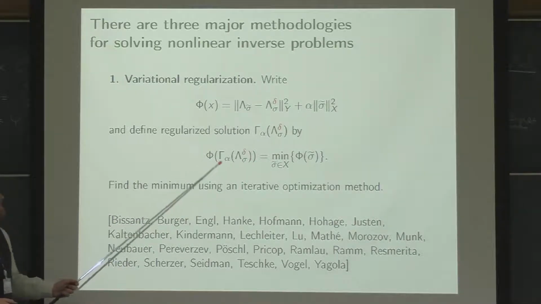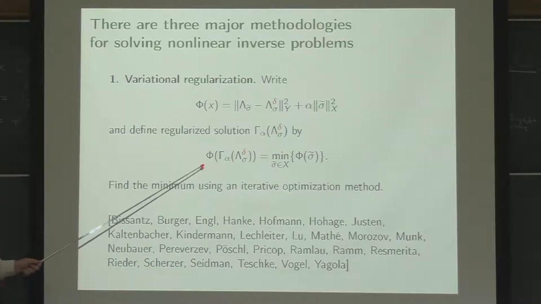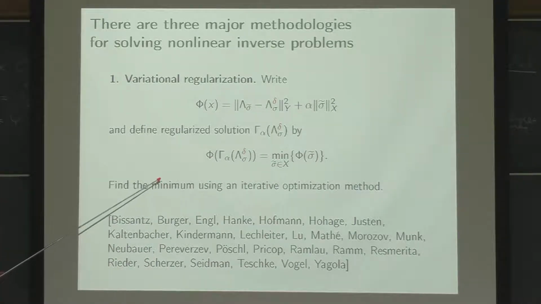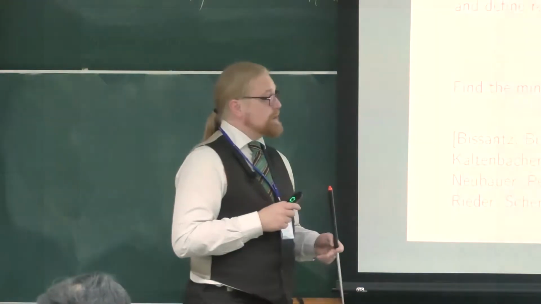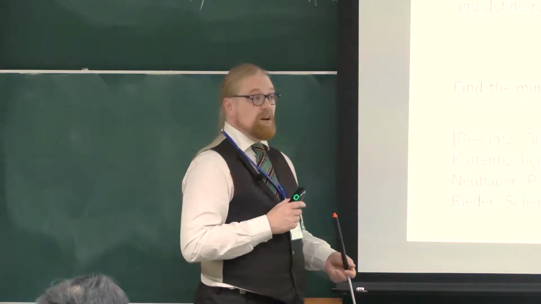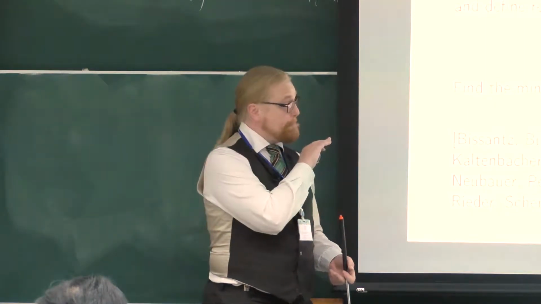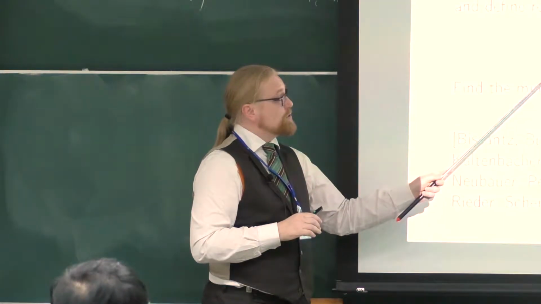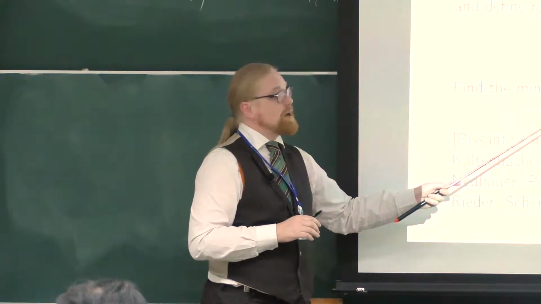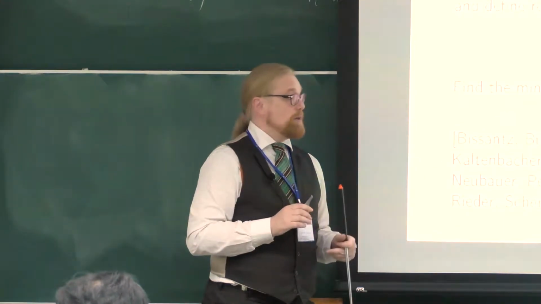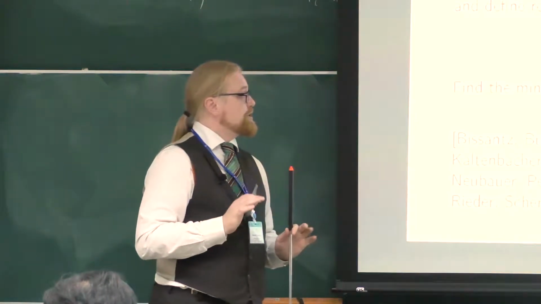So we can define such a minimization problem, and then we can try to find a minimizer using an iterative optimization method. Of course, there are some problems with this because the forward map is nonlinear. So we are actually minimizing a nonlinear functional. There may be local minima. So there's such a risk.